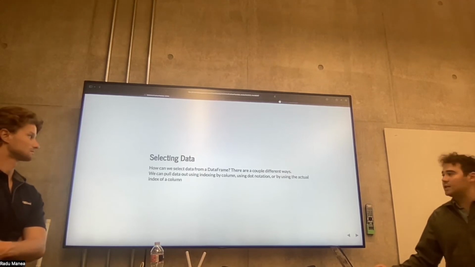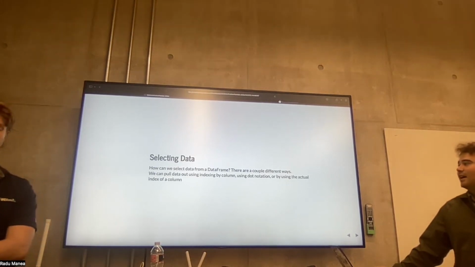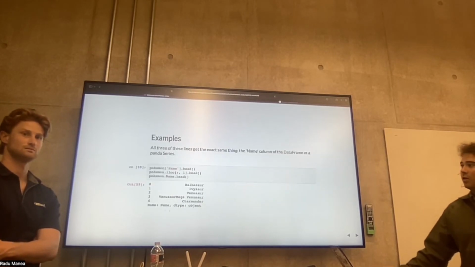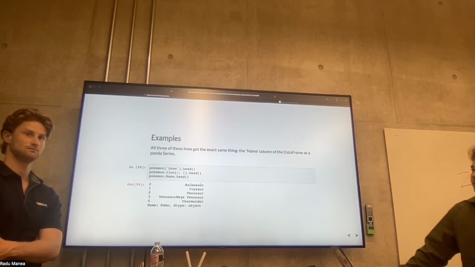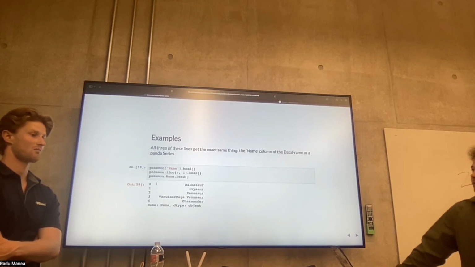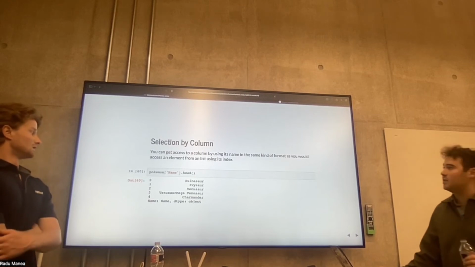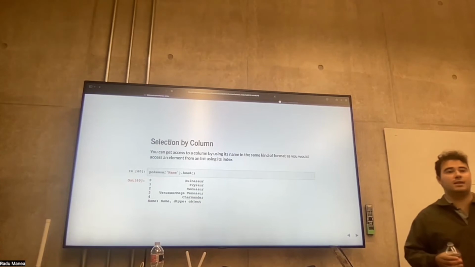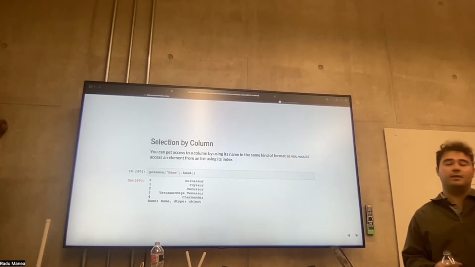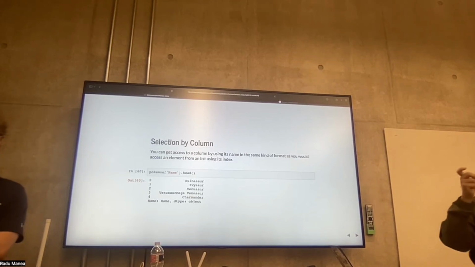Okay, so we've done this a couple times already, but just to go over it more thoroughly here, selecting data. There's a few different ways to do it, and we'll go through each example here. All of these three do the exact same thing. They'll all return this. Let's go through each one individually. The first one is selection by column. You can get access to a column by using its name in the same kind of format as you would access an element from a list using an index. So if we had a list and we wanted the first element, we'd say the list, in brackets, 0. But for a column, you just put inside the brackets the name of the column.